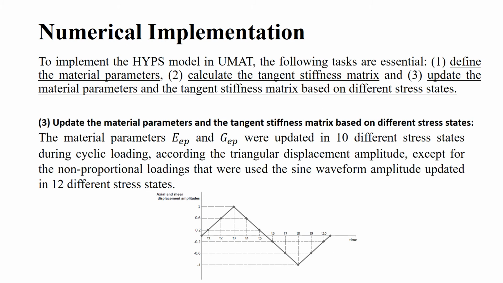The third step is to update the material parameters and the tangent stiffness matrix based on different stress status. The material parameters E and G were updated in 10 different stress status during a loading cycle, according to the triangular displacement amplitude, except for the non-proportional loadings, which used the sine wave amplitude updated in 12 different stress status.